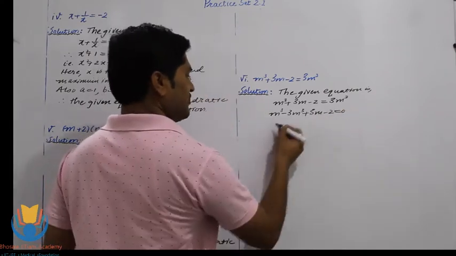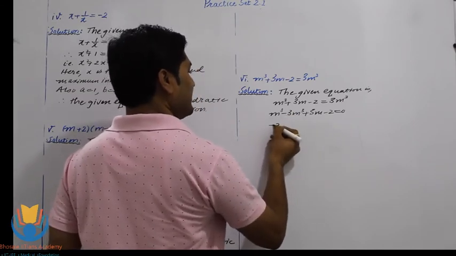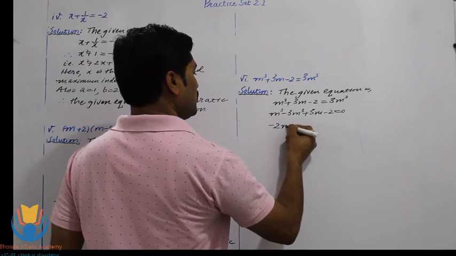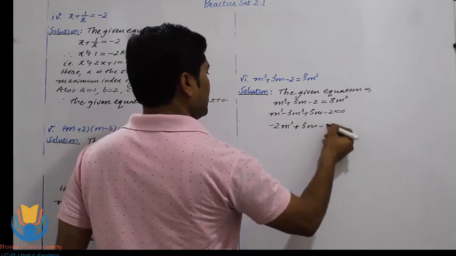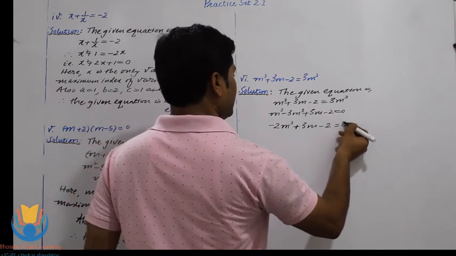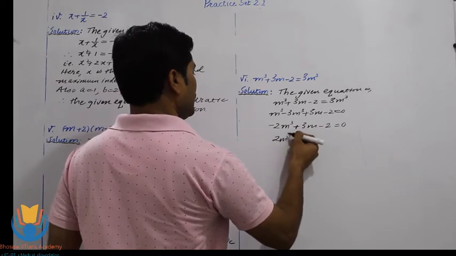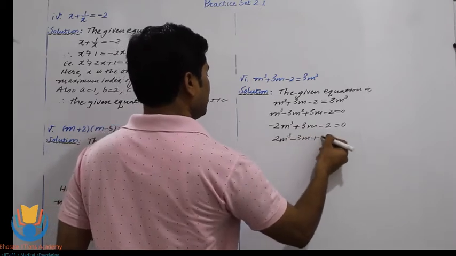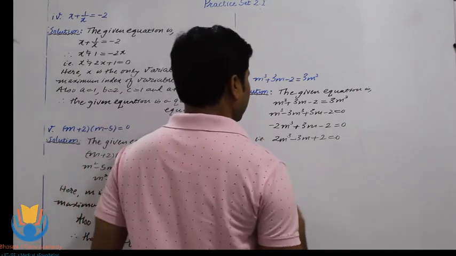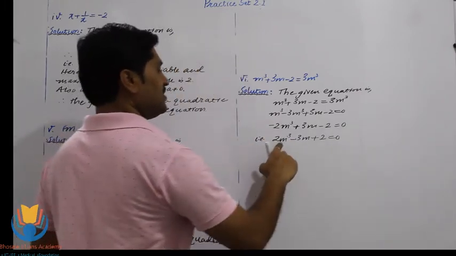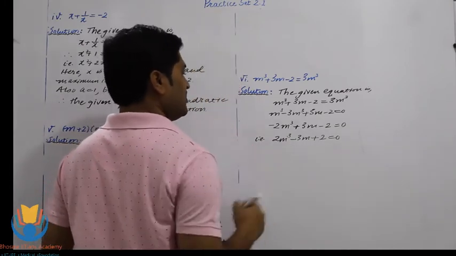So their signs are different. Let's subtract them. So this 2 is having the sign of the greater number, that is minus 2m cube plus 3m minus 2 is equal to 0. So we can multiply with minus sign. So this is 2m cube minus 3m plus 2 is equal to 0. Here, although m is the only variable, the maximum index of the variable is not 2, therefore it is not going to be a quadratic equation.